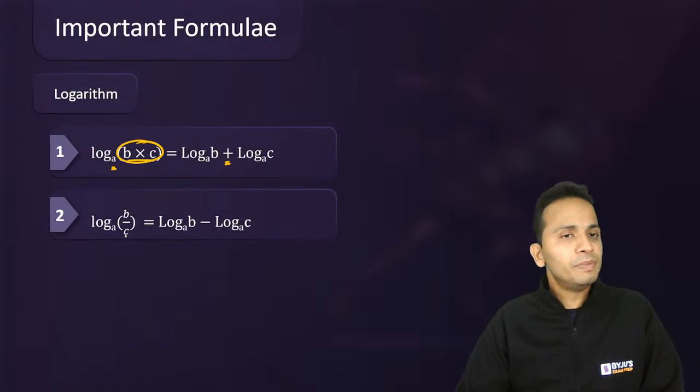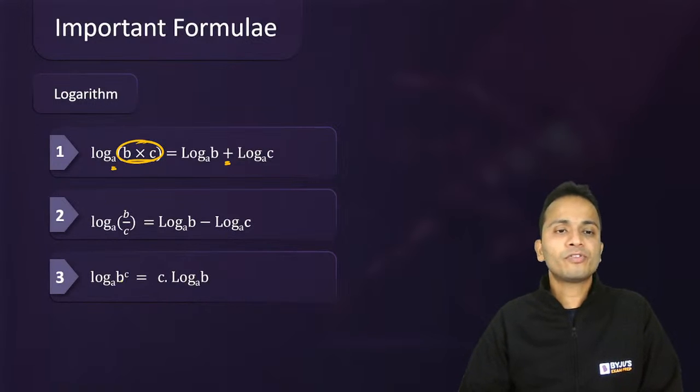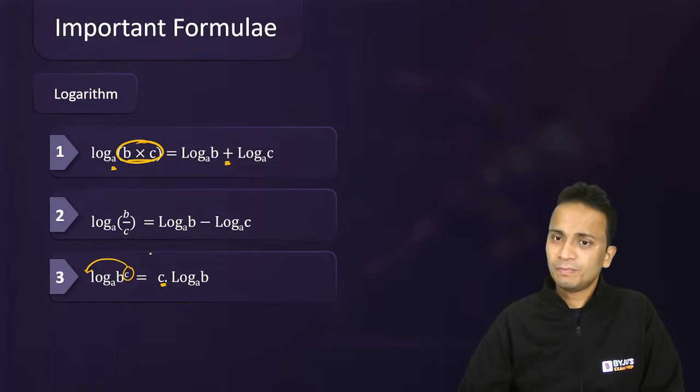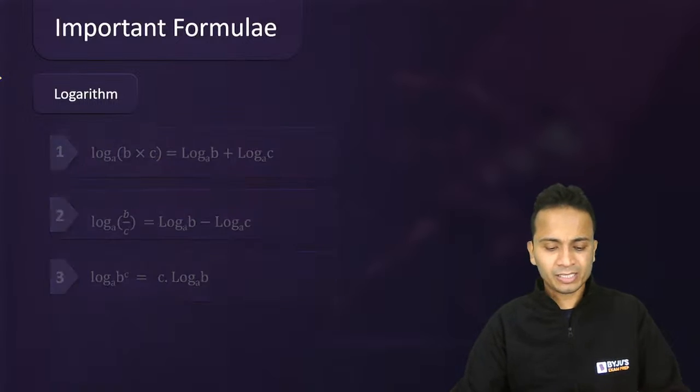Next, log of b upon c will become log b minus log c. Next formula, log of b raised to the power c. This power will come in front and get multiplied, so this will become c times log of b to the base a. Okay, simple formulas, we know all these things.